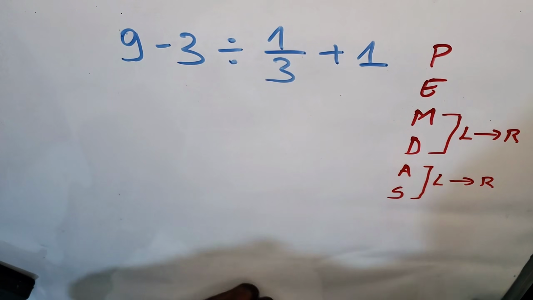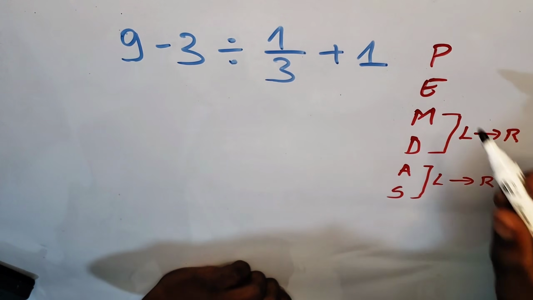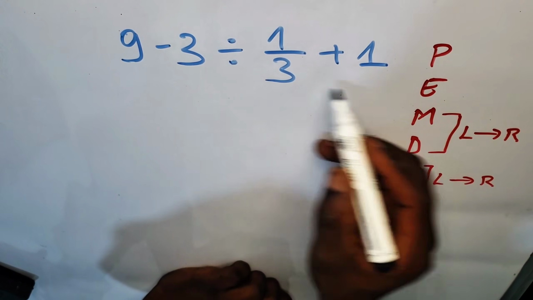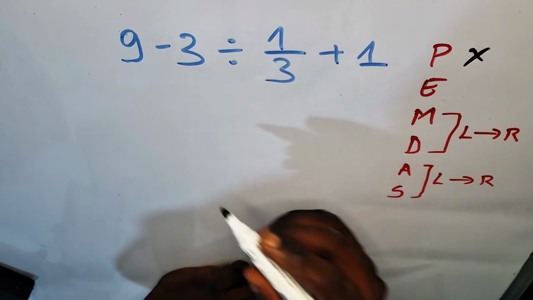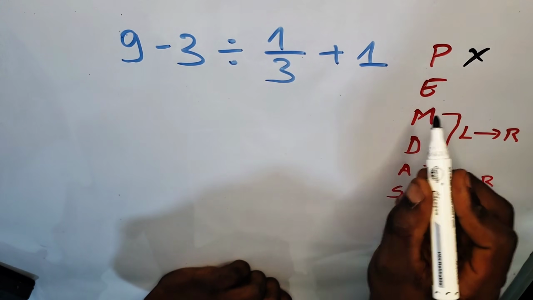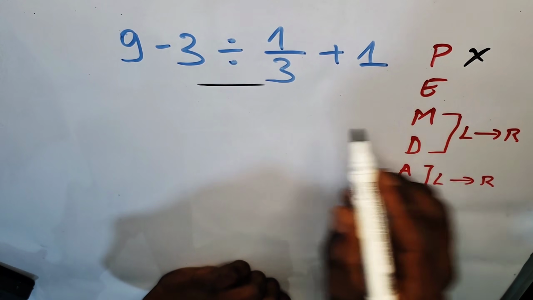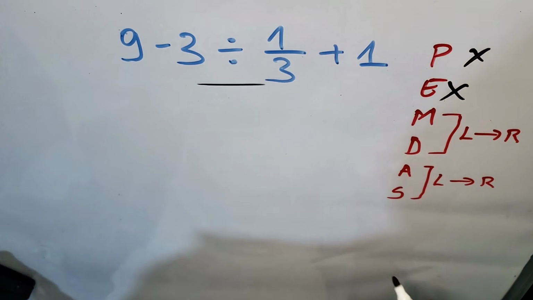So from what we have here, we have to start with the parentheses. Is there any parentheses here? No. So we'll cancel this. We move to the exponent. Is there any exponent here? The answer is no. So we cancel this.